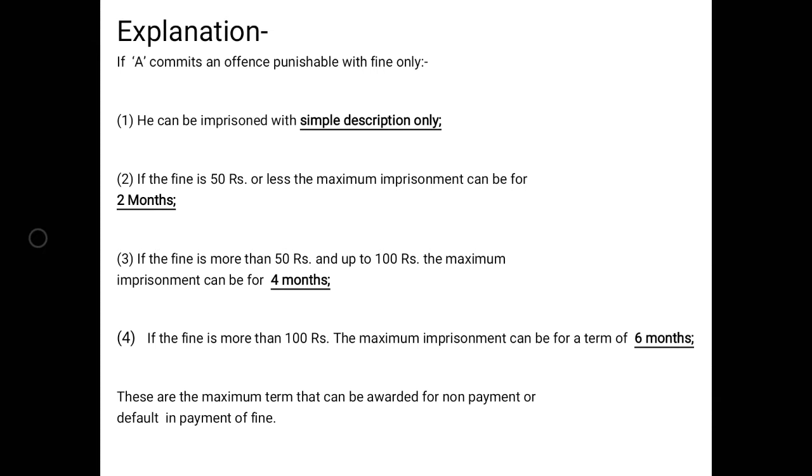Explanation. If A commits an offence punishable with fine only, number 1, he can be imprisoned with simple description only. Number 2, if the fine is 50 rupees or less, the maximum imprisonment can be for 2 months. Number 3, if the fine is more than 50 rupees and up to 100, the maximum imprisonment can be of 4 months. If the fine is more than 100 rupees, the maximum imprisonment can be for a term of 6 months. These are the maximum terms that can be awarded for non-payment or default in payment of fine.